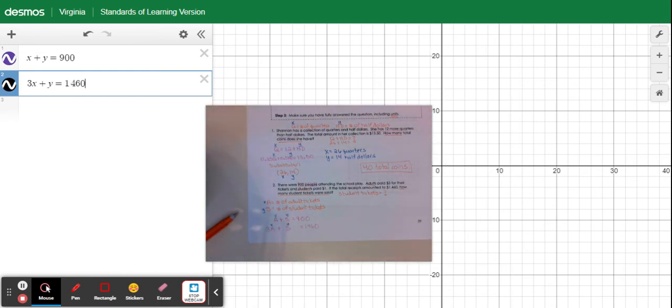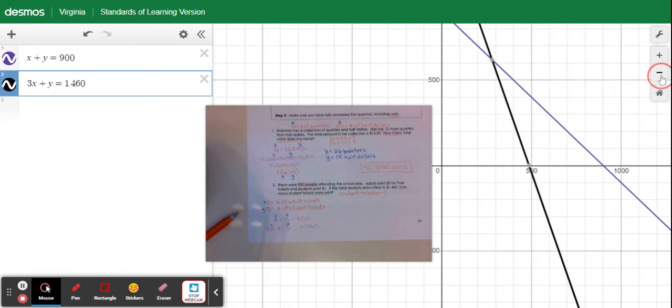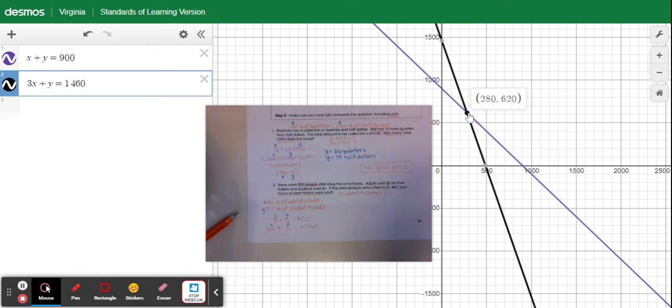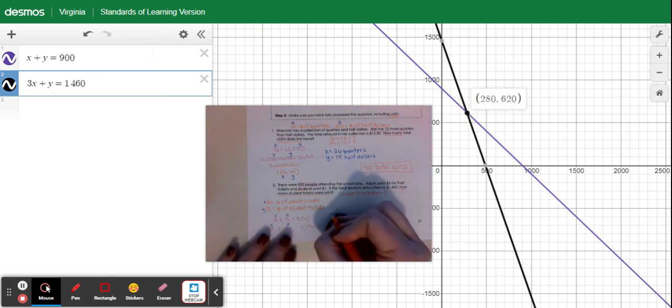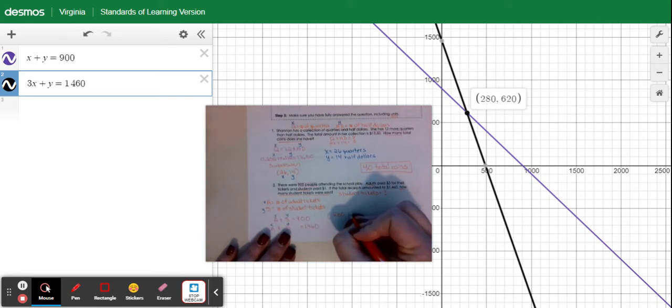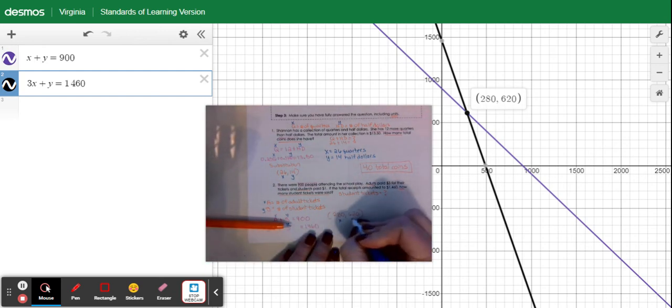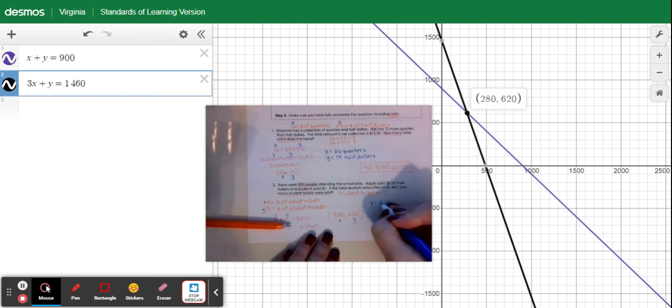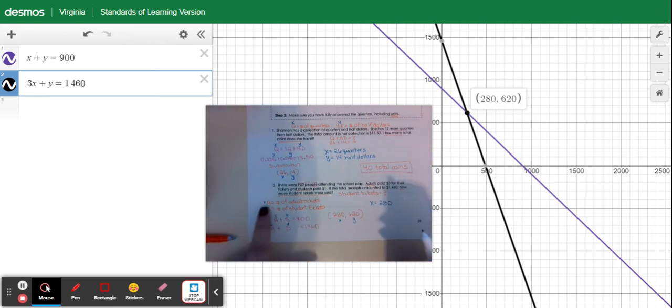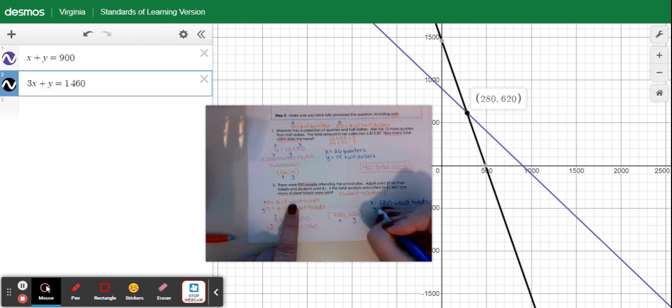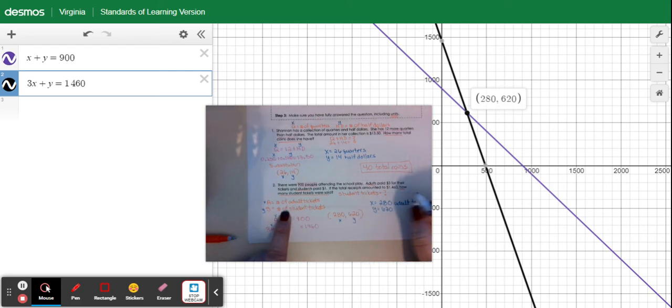Now, look at those numbers. We're not going to see them until I scroll way out. And lo and behold, I do have a solution. And my solution is (280, 620). So remember, this is x, this is y, and x equals 280, and 280 for adult tickets. Y equals 620, and that represents student tickets.